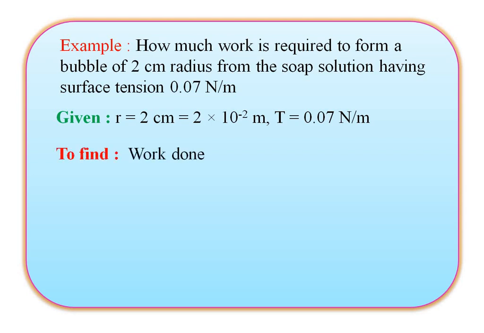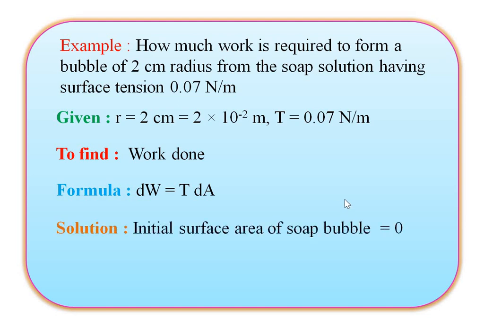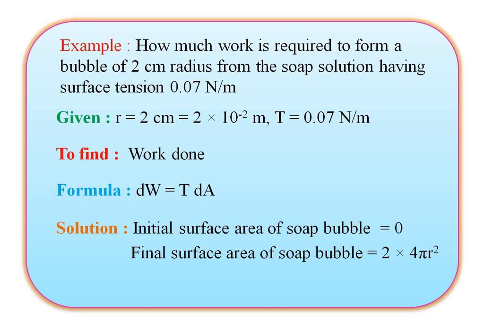So first we have to find out the work done. We have to write the formula first: dW is equal to T times dA. So let's see the solution. The initial surface area of the soap bubble is equal to 0. That means the final surface area of the soap bubble is simply 2 into 4 pi r square. So the increase in the surface area is equal to 2 into 4 pi r square.